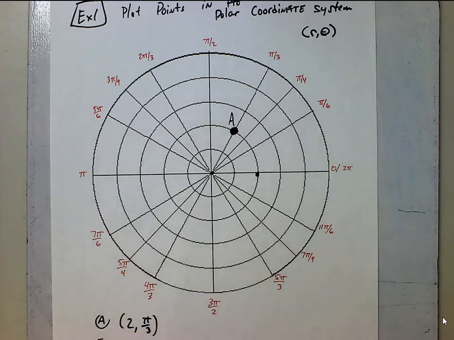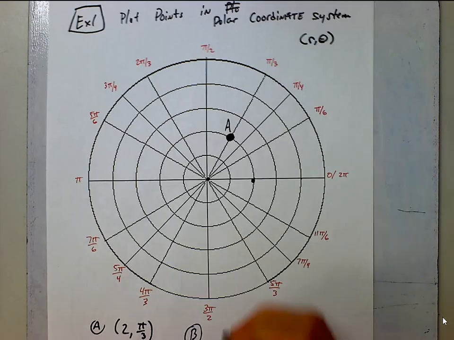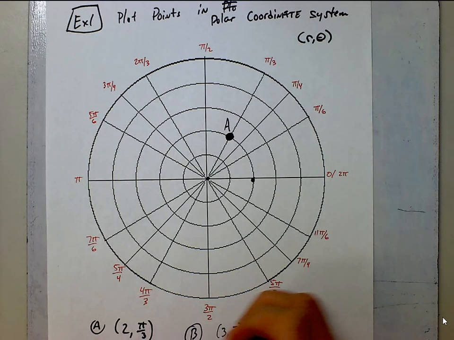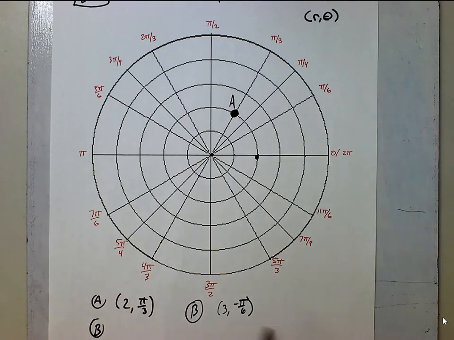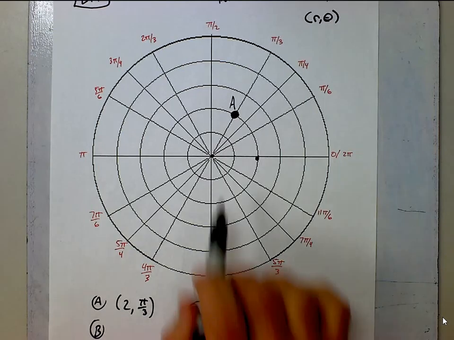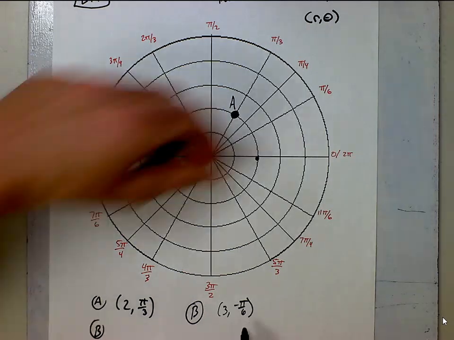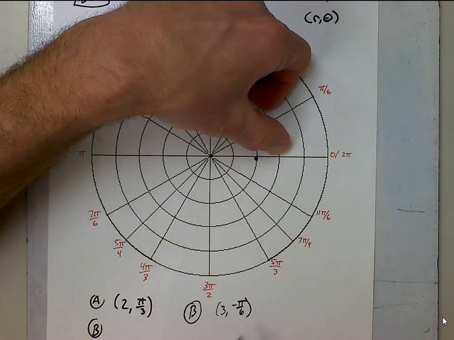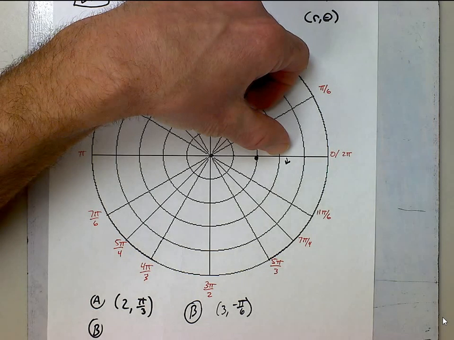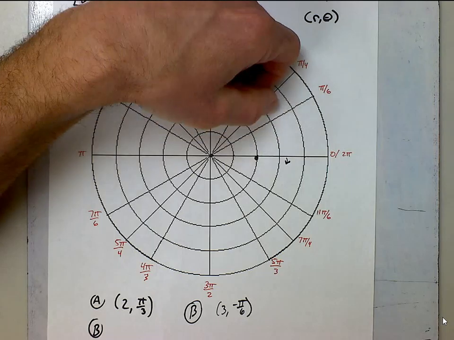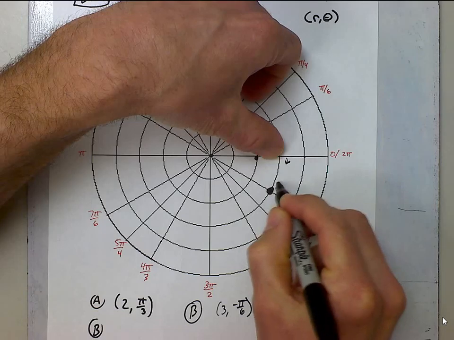For another example here, we'll call it B. We have 3 comma negative pi over 6. So this tells us to go to the third circle in the positive x direction. 1, 2, 3. But since there's 3, where my thumb is, negative pi over 6 would be this direction. So we have to do some figuring. If pi over 6 is the first thing in the positive direction, then negative pi over 6 is going to be right there, and that's B.